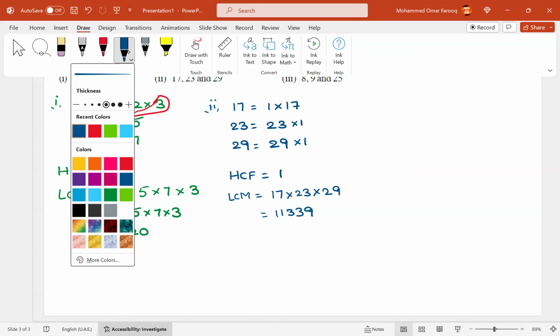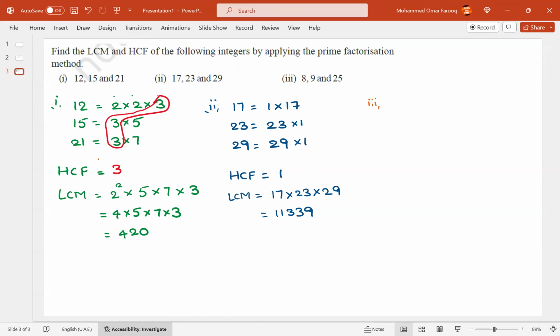And now the third one. Let us go for it. What is the third one? So 8 equals 2 times 2 times 2, and 9 we write as 3 times 3, and 25 you write as 5 times 5. Now for the highest common factor, you have to take the common factor which is there for all the three numbers. Do you have any common factor? If no common factor is available, then it is 1.